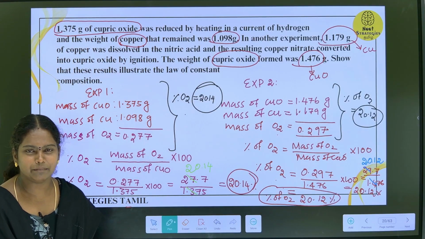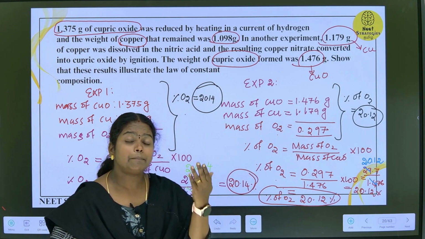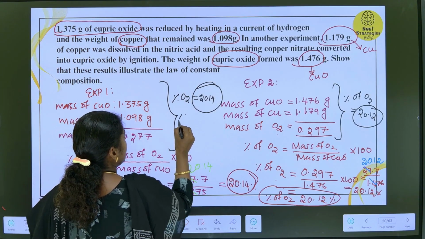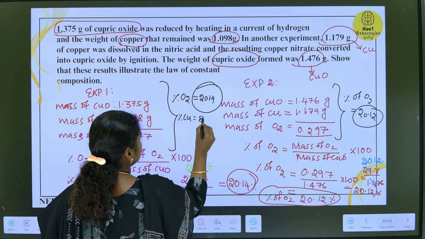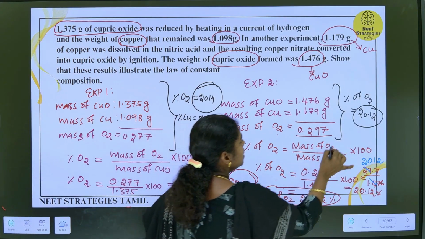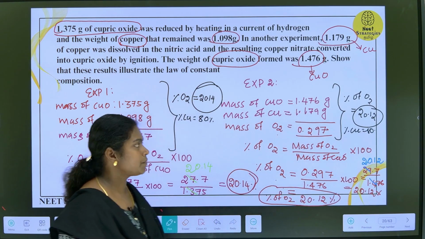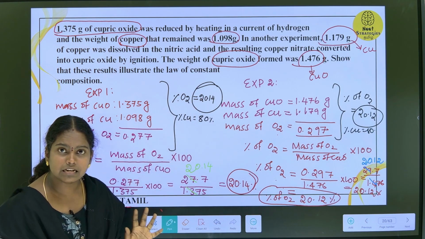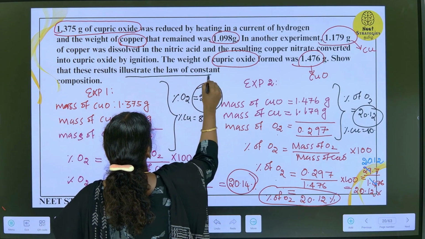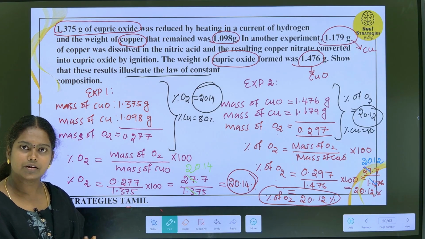That is not a big problem. This also is 20% of oxygen, so if oxygen is 20%, how much copper will there be? 80%. So the percentage of copper becomes equal to 80%, and here also the percentage of copper becomes equal to 80%. I took only the 20. So that will be the fixed ratio, the definite ratio. So it obeys the law of constant composition.